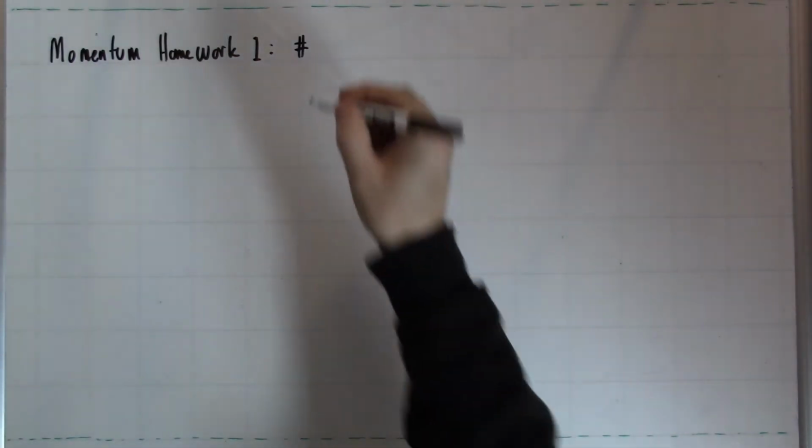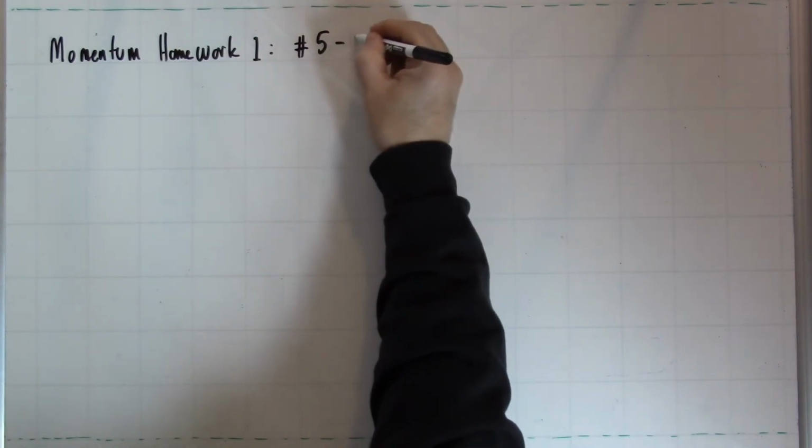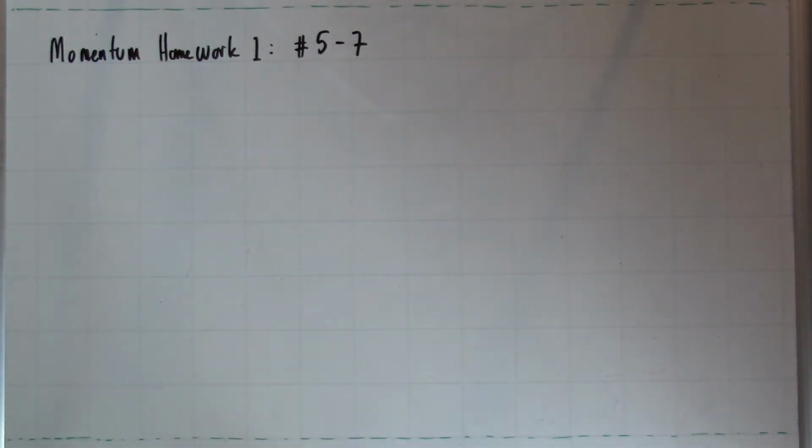Let's take a look now at Momentum Homework 1, numbers 5, 6, and 7. Number 5 says, rock climbers use ropes to keep them from falling to their deaths. These ropes are stretchy, not like bungee cords, but compared to steel cables, they're stretchy. Let's consider a 50-kilogram climber who falls 2 meters. So let's calculate the speed she is moving just before she is brought to a stop.